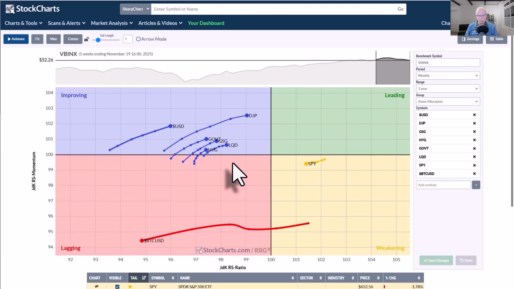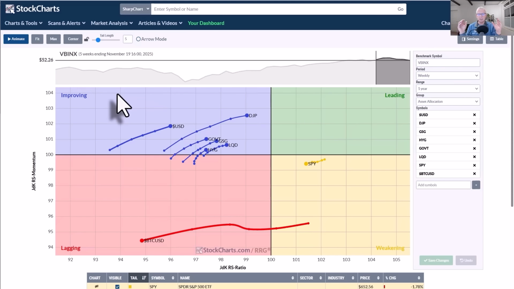The asset classes that are doing really well are commodities. So DJP and GSG, the one here in the middle, are picking up speed, and so is the US dollar. The US dollar is absolutely strengthening, and you can see clearly the underperformance of, in this case, Bitcoin, but I'm using that as a proxy for the entire crypto space.